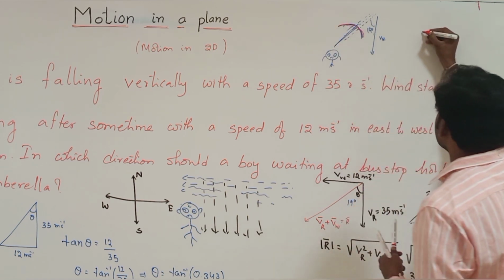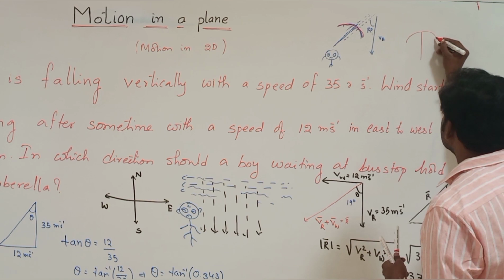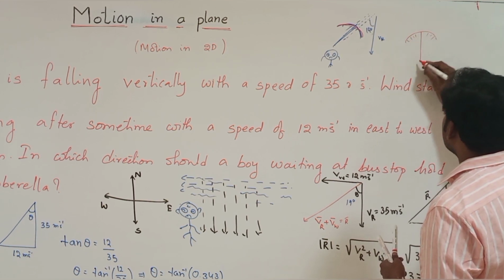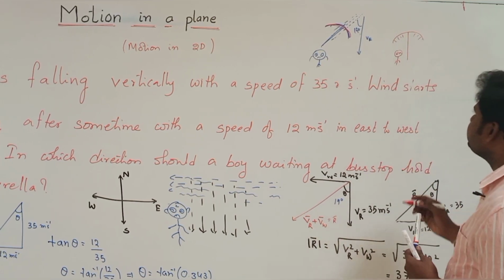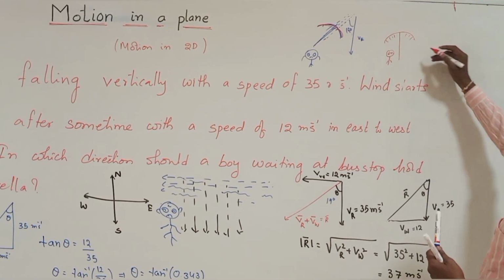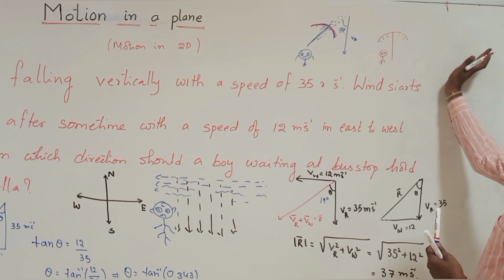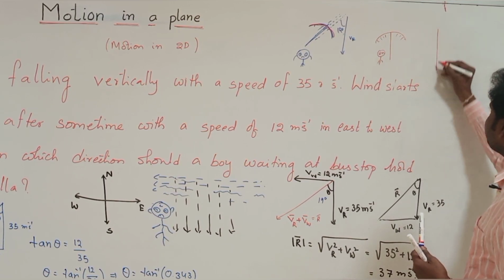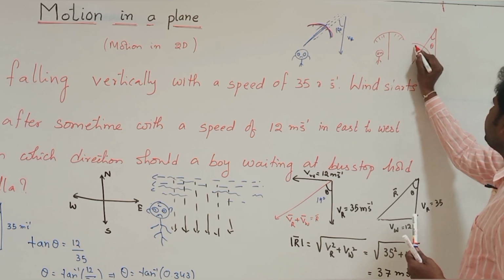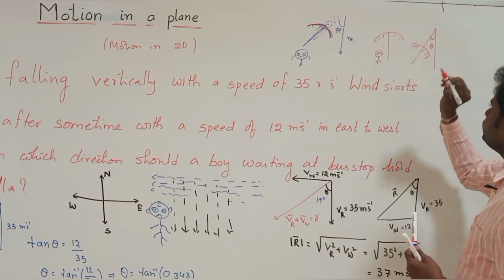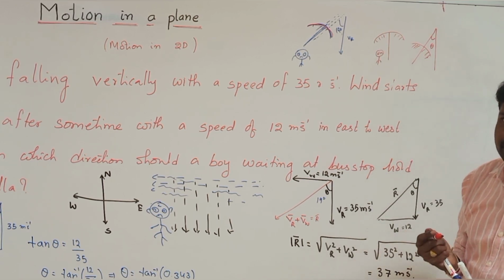So earlier the umbrella was here. Now the person is holding like this. Now what is happening? Towards the east direction, with the vertical, the umbrella has to be held in order to protect from the rain.